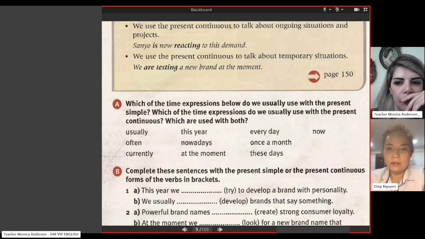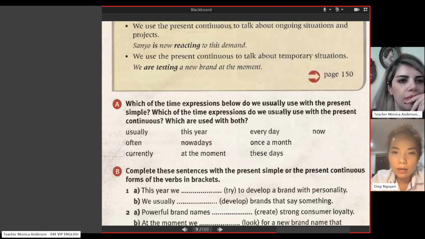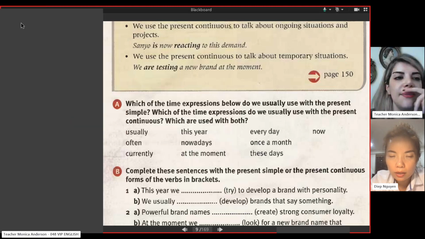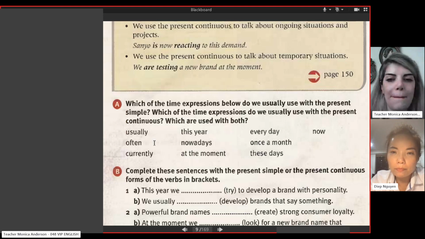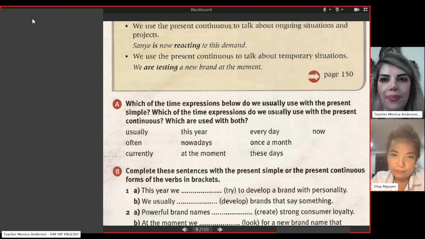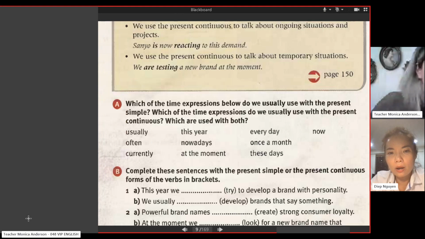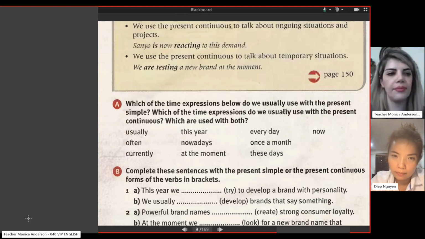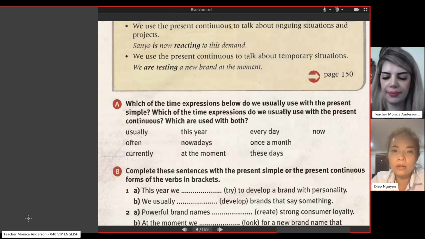Present continuous, I think. Usually: present simple or continuous? Present simple. Excellent. Often. Often, simple. Very good. Currently. Currently is continuous.